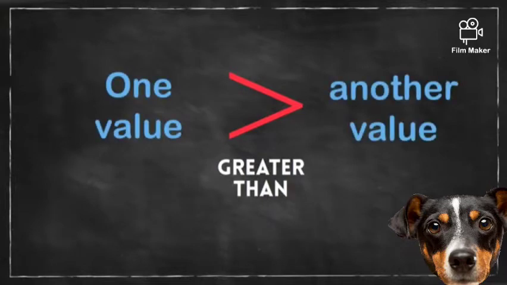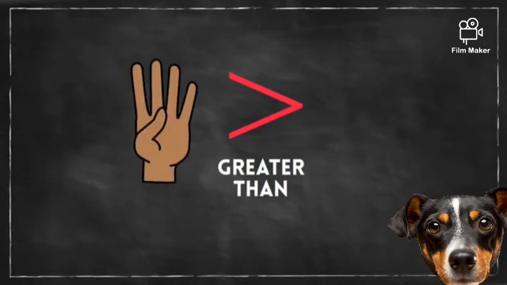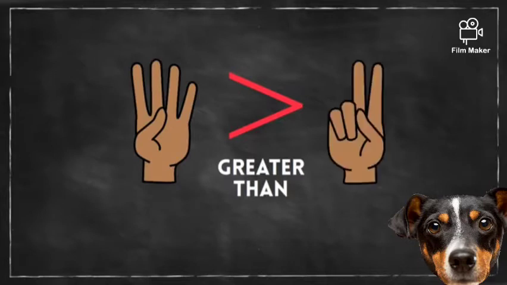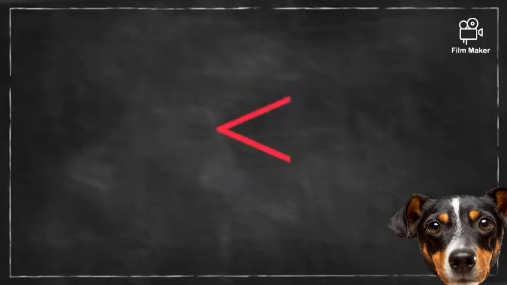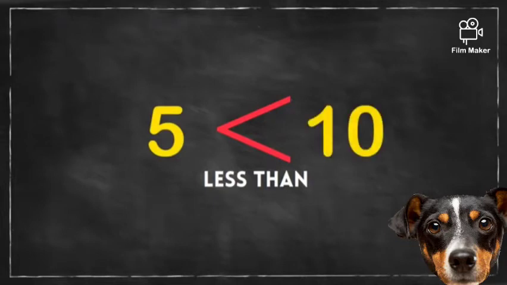One value will be written on the left side and the other on the right. Now I have written 4 and 2. So we can say 4 is greater than 2. Show me your 4 fingers and 2. 4 are more and 2 is less. Now this sign is called less than. 5 is less than 10.